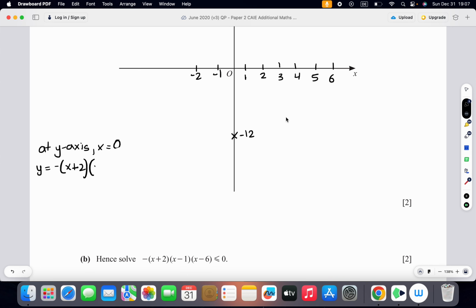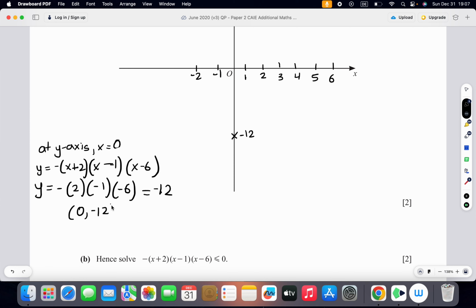Let's rewrite this. y equals negative (x plus 2)(x minus 1)(x minus 6), and now we're going to put in x is equal to 0, so that's going to simplify itself to negative 2 times negative 1 times negative 6, and that's going to be equal to negative 12. So at the y-axis, when x is equal to 0, the coordinate is (0, negative 12).